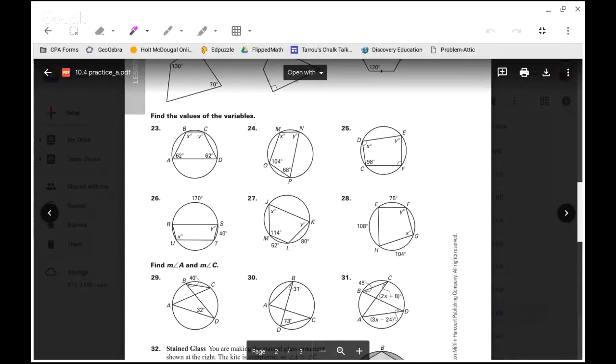Hey Lily, so those problems come from your worksheet for 10.4 practice A. Do you still have that to look back at?